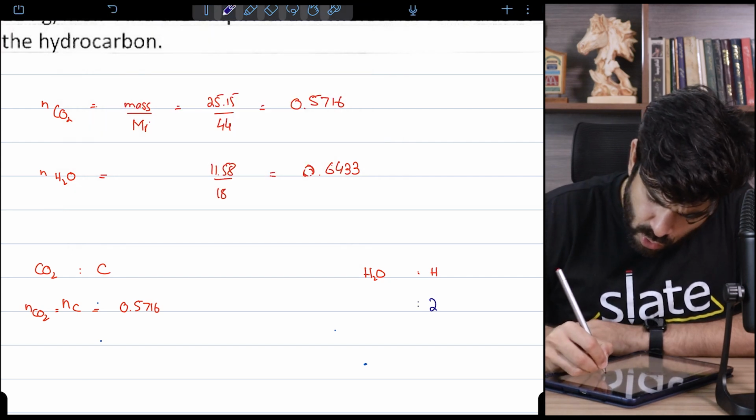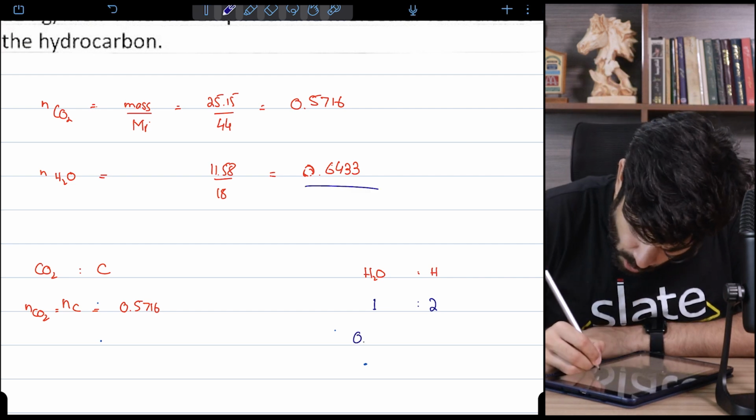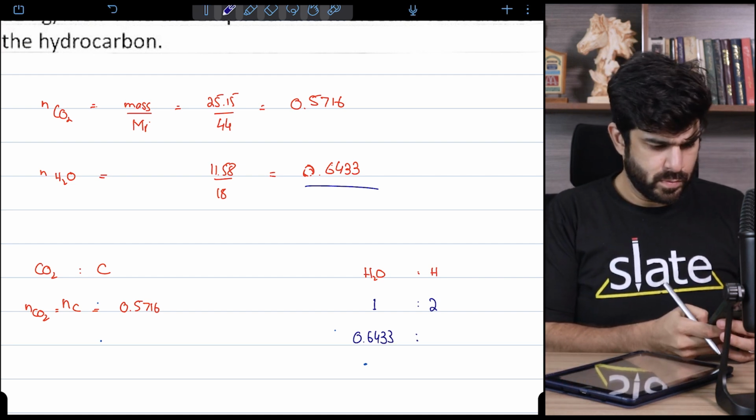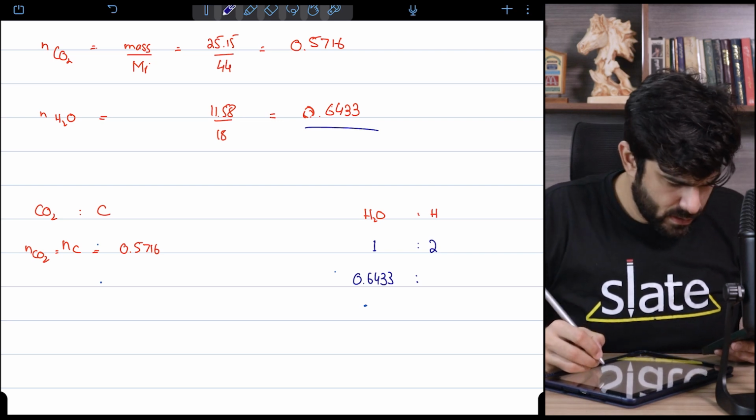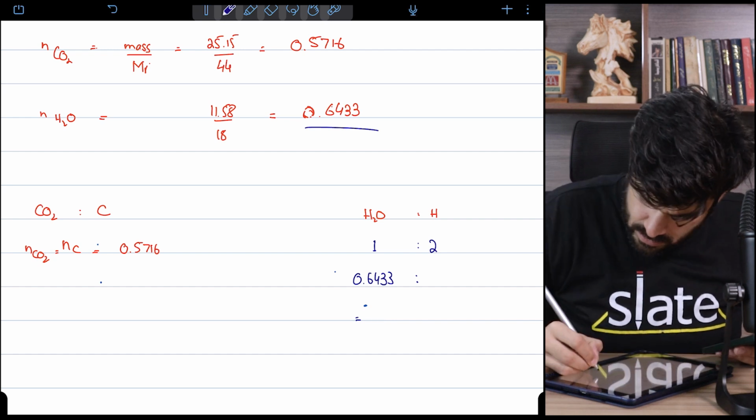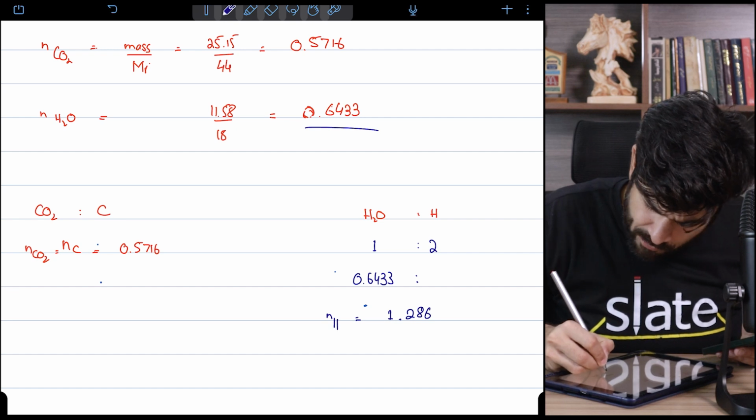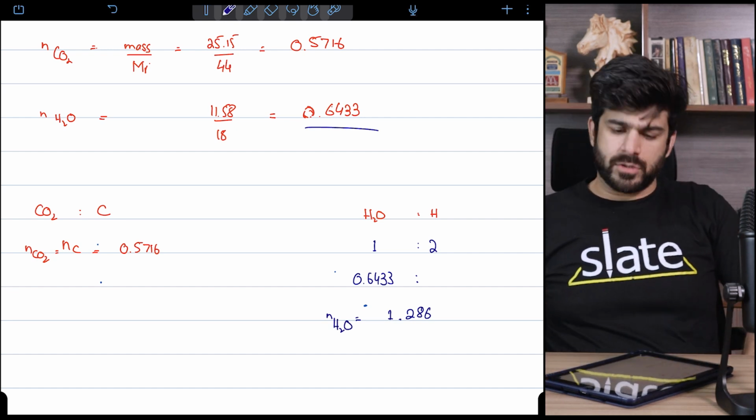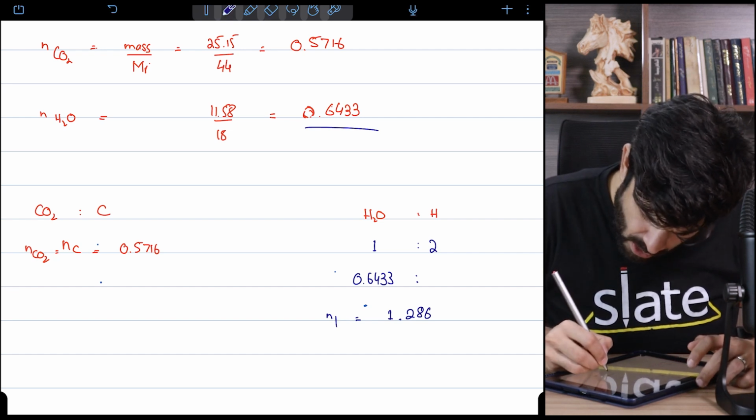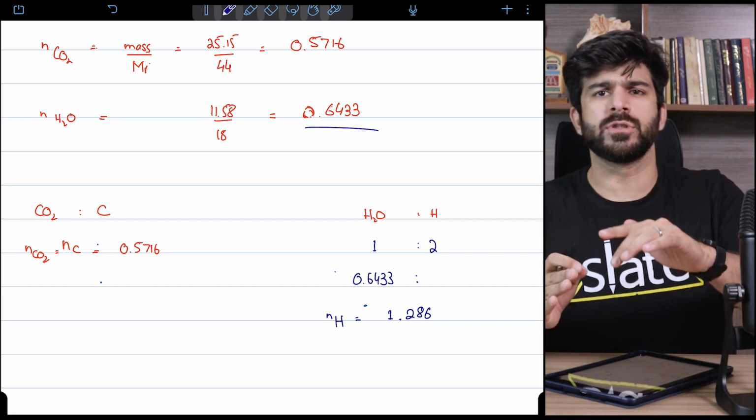So 2:1. Now, water's moles are 0.6433. We multiply the value by 2 and we get 1.286. These are moles of hydrogen. Now we have the moles of hydrogen, we have the moles of carbon. Now we can easily make a ratio between carbon and hydrogen.